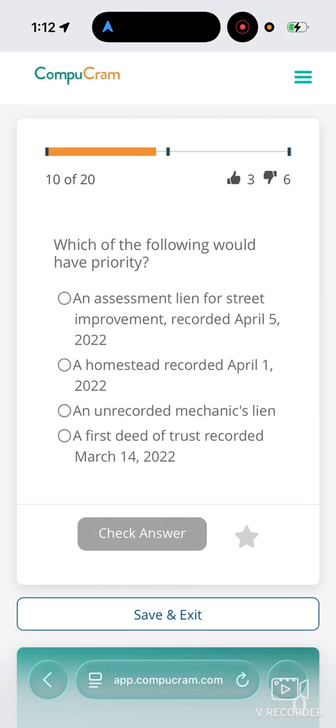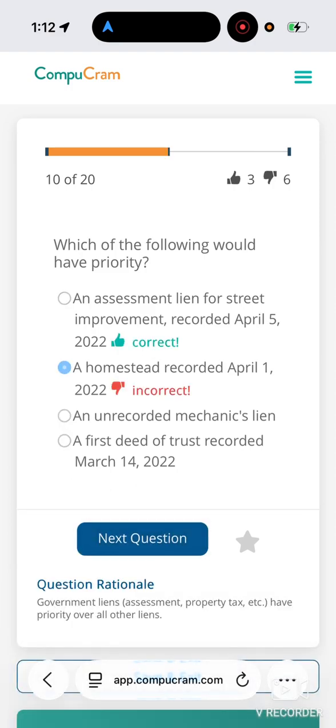Which of the following would have priority? An assessment lien for street improvement recorded April 5th, 2022. A homestead recorded April 1st, 2022. An unrecorded mechanics lien. A first deed of trust. I think it might be the homestead. Oh, it was the assessment lien. Government liens, assessments, property taxes, etc., have priority over all other liens.